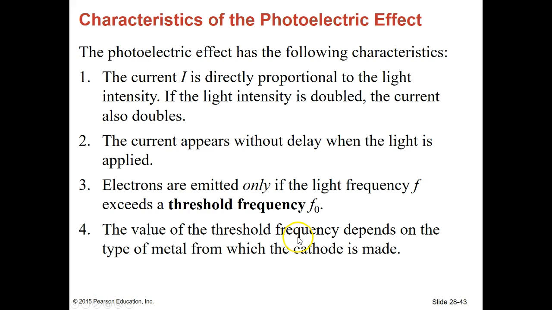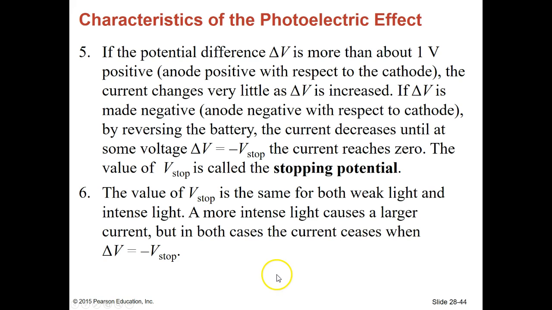So the photoelectric effect actually has the following characteristics. The current is directly proportional to the light intensity. So if I double the light intensity, I also double the current. The current appears without delay when the light is applied, and electrons are emitted only if the light frequency exceeds this threshold frequency. So it has to have a minimum frequency in order for the metal to have enough energy to eject electrons. That threshold frequency depends on the type of metal. So remember, sodium does it pretty well, copper does not.